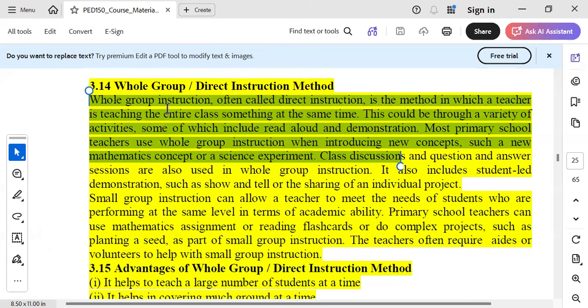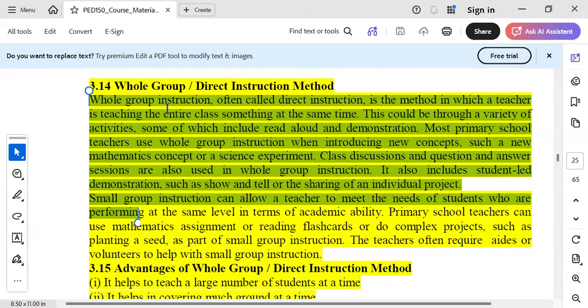Science experiment. Now, class discussions and question and answer sections are also used in whole group instruction. It also includes student-led demonstration, such as show and tell or the sharing of an individual project. Small group instruction can also have a teacher meet the needs of students who are performing at the same level.